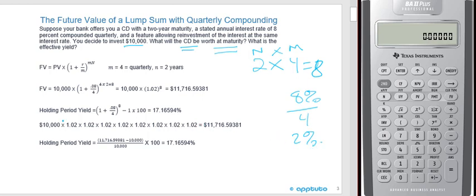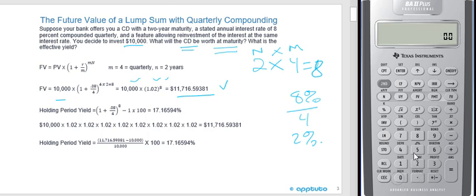So again, you can do it using the algebra. 10,000 times 1 plus 0.08 divided by 4 to the power of 8. So that equals 10,000 times 1.02 to the power of 8. We're going to get 11,716 and 59 cents.